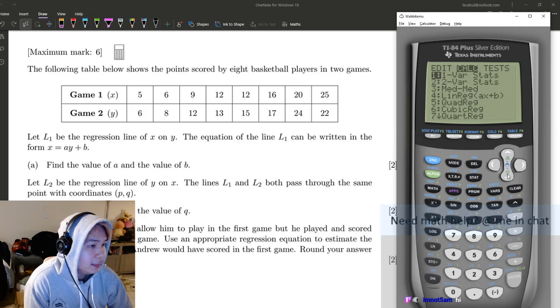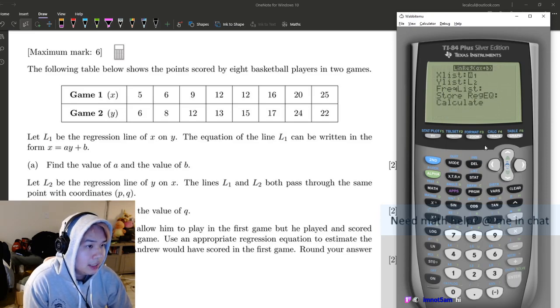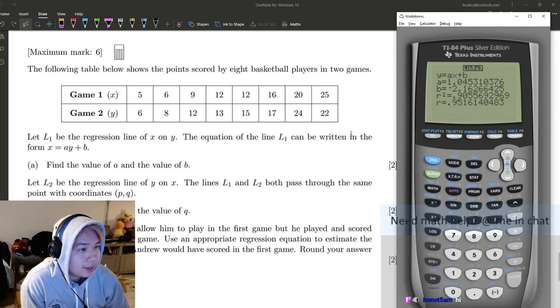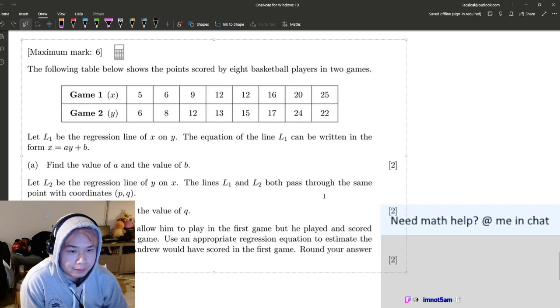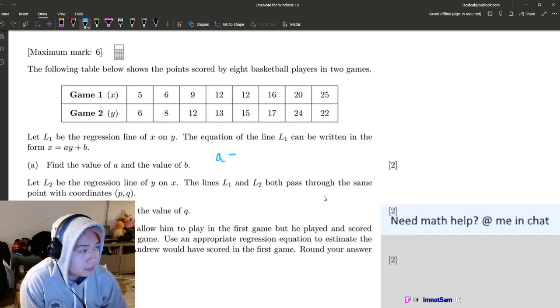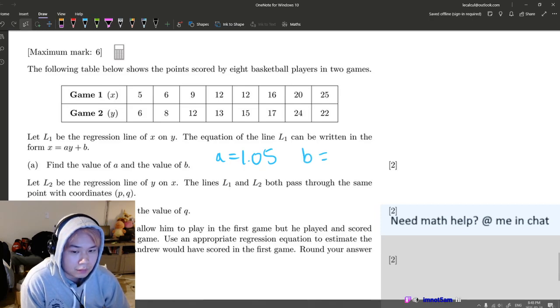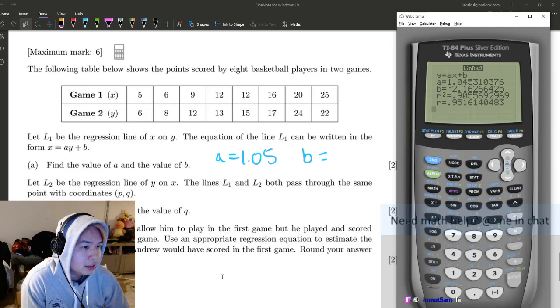Okay, and then we go back to stat, and then we're going to do linear regression. And then my x list is actually the y list. So I'm going to say that this is list 2, and then the other one is list 1. So my a value is 1.05. My b value is negative 2.16.